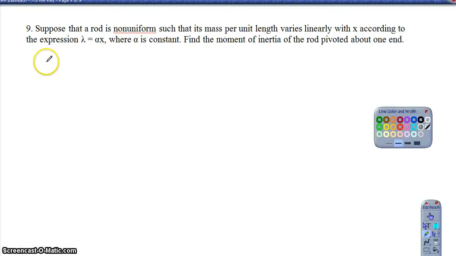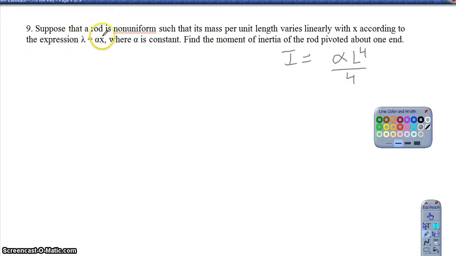Okay, so question 9, the final part here of homework 7-3. Question 9 is the only one we have to wrap up, so I'll try to make this fairly brief. And I'll go ahead and write my answer first if you want to check that and just be done. I got the moment of inertia was alpha times L to the fourth over 4. Right, so anyway, if you need to see where that comes from, then obviously I will work that out here.